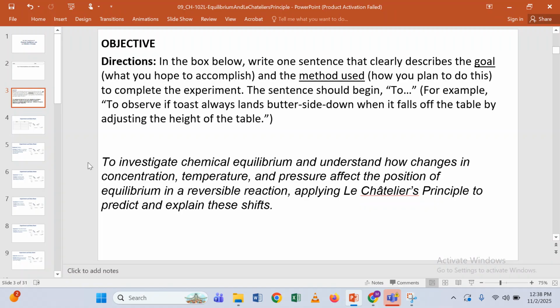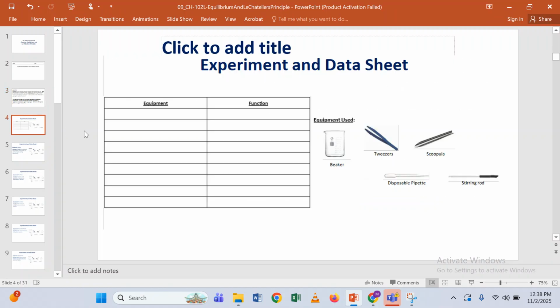So, pause the video, write down your objective, and we are going to move on to the next section, which is the experiment and data sheet. So write down the list of equipment that we'll be using and the functions as well.